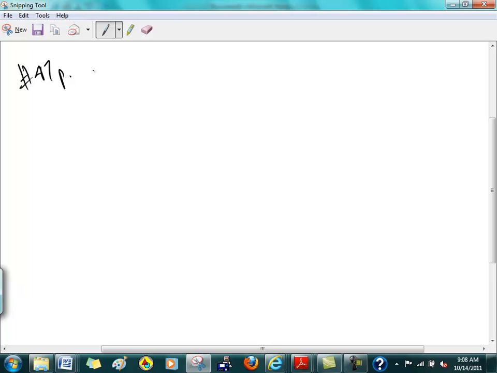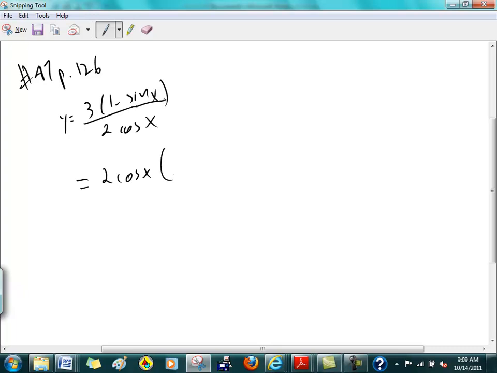47 on page 126. Okay, so y is equal to 3 times 1 minus sine x over 2 cosine x. So you're going to use a quotient rule here, right? Quotient rule. Which means you're going to keep 2 cosine x and you're going to differentiate 3 times 1 minus sine x. Hang on, let me make sure everybody's there. You with me on that?